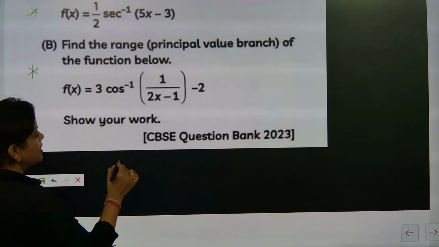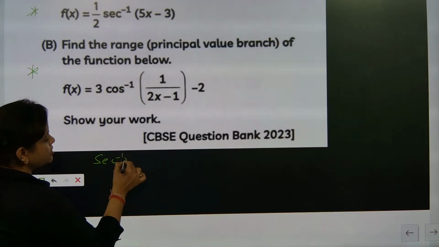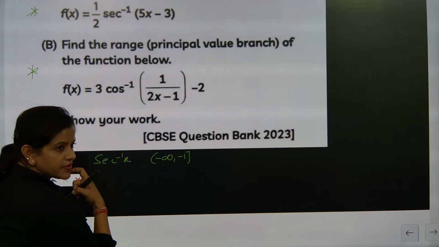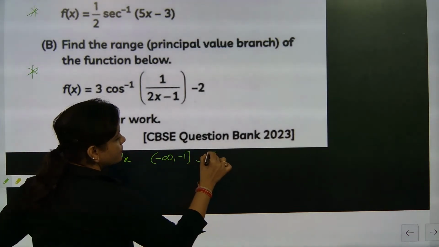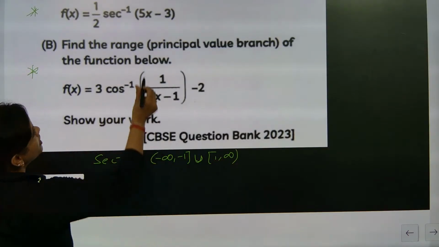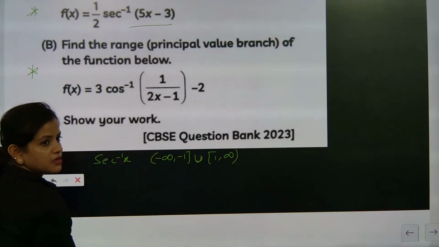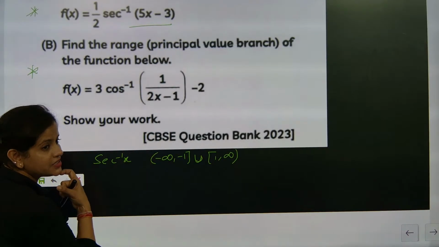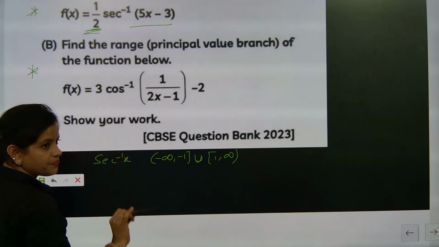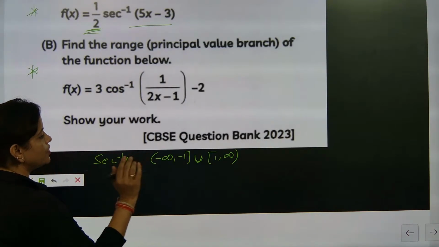We know that secant inverse x domain is minus infinity to minus 1, correct? And union 1 to infinity, correct? What is your question given here, beta? 5x minus 3. Domain has to do nothing with half. Okay, now what will we do? We will do one small step.